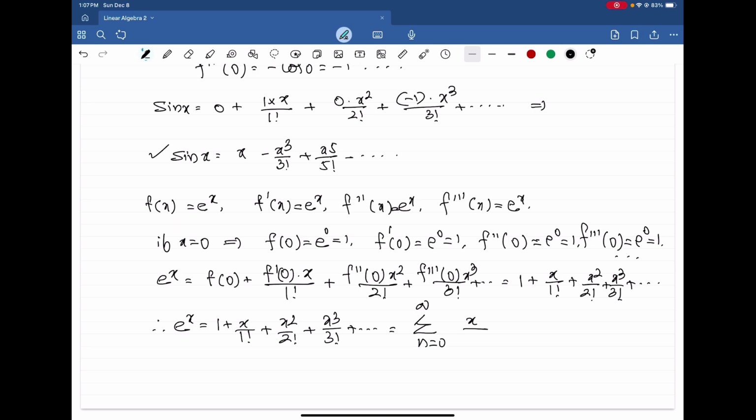X by n factorial. Plus 1 minus x. This is the value of e to the power of x. e to the power of 1 is equal to the sum n equal to 0 to infinity of 1 by n factorial. This is the value of e. This is equal to e.